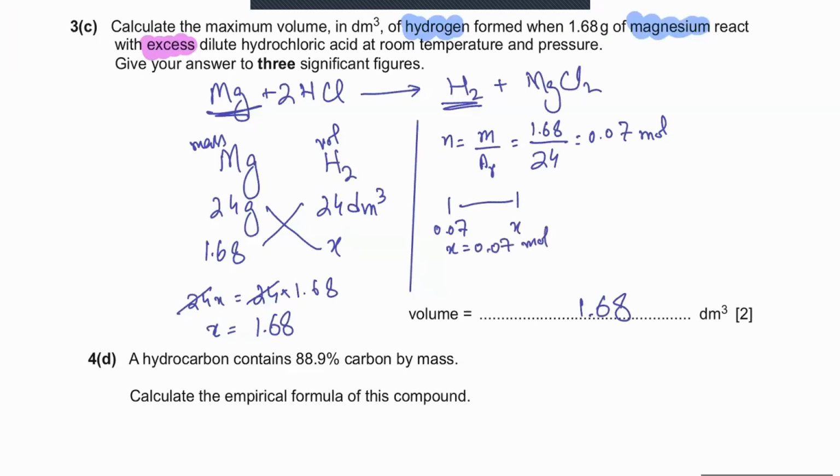So moles of hydrogen भी same होंगे, जिसका मतलब है कि moles multiplied by 24 will give me the volume.